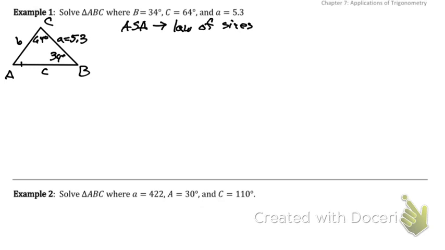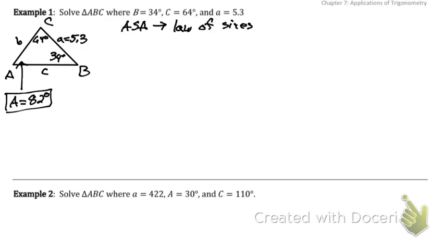What's the measure of angle A? Rena? 82 degrees. How'd you get 82 degrees? I subtracted 34 and 64 from 180. Yep. They all have to equal 180 degrees. So if I've given two angles, you better just find that third one. It's worth points.